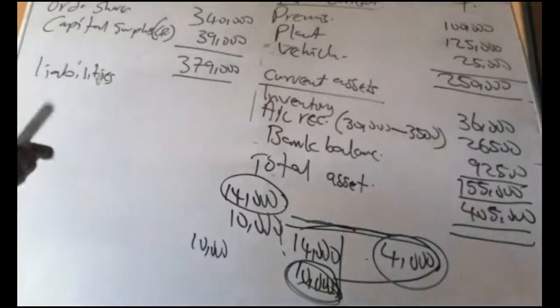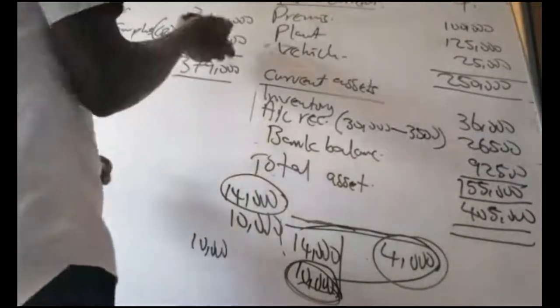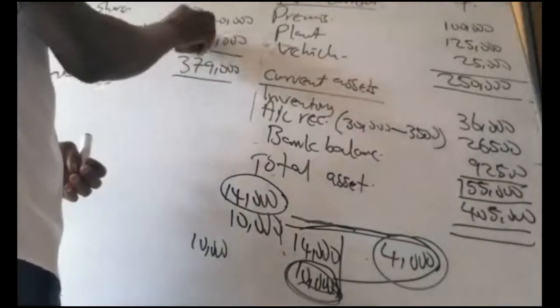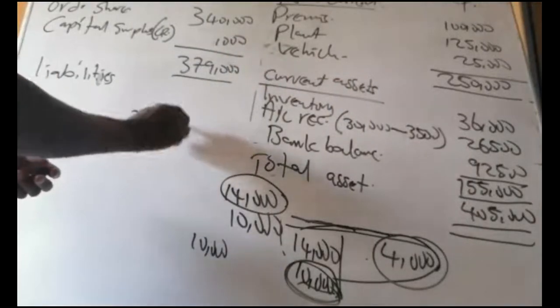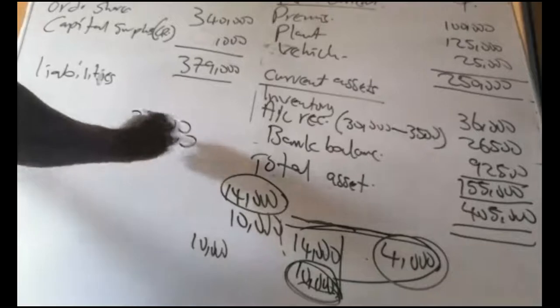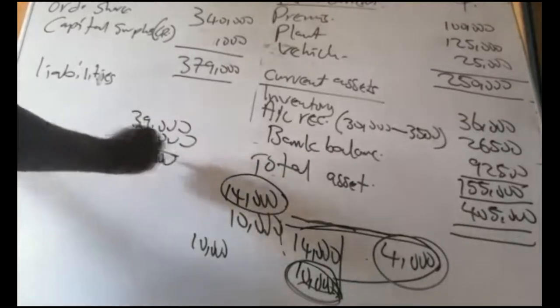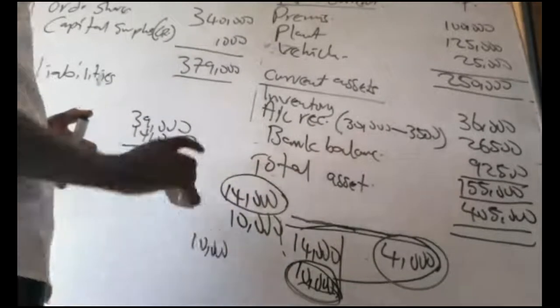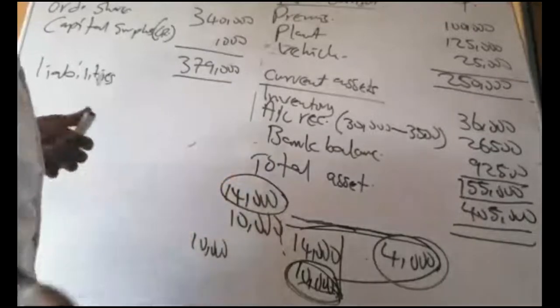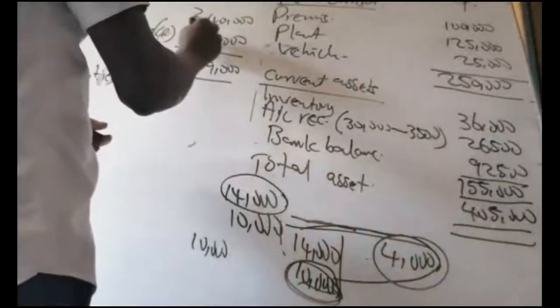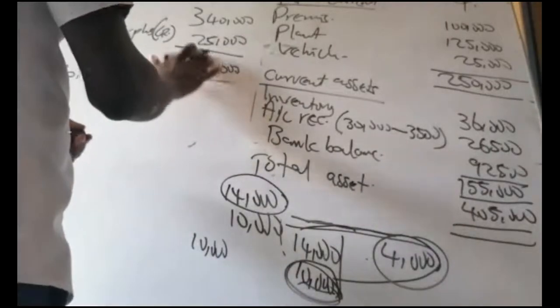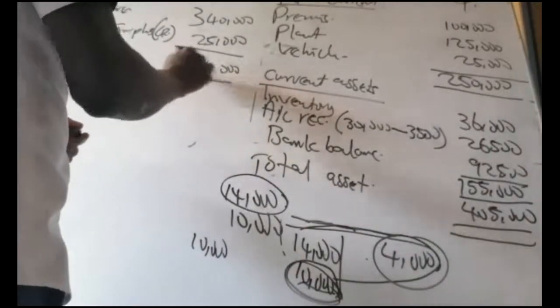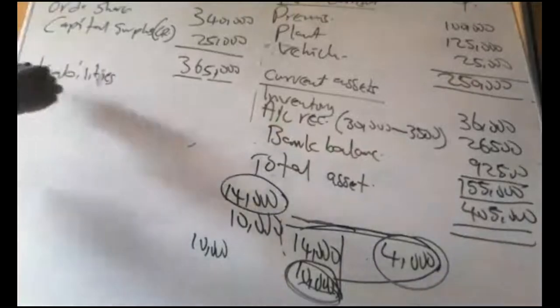So it means that it will reduce this balance to 25,000. The balance will be 25,000, because the difference between 39,000 and 14,000 is 25,000. And then the balance will be reduced to 25,000. Good. Okay, so let's put the 25,000 here, which also comes to 365,000. Good, 365,000. Then we come to the liabilities.